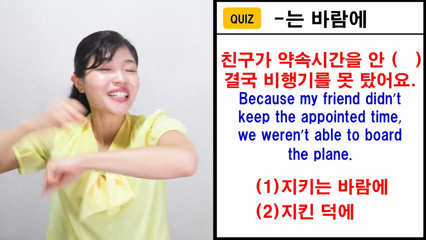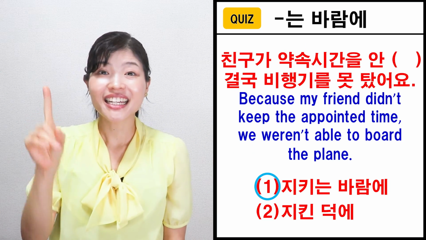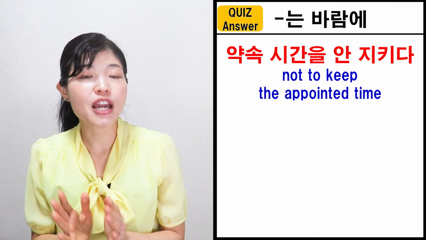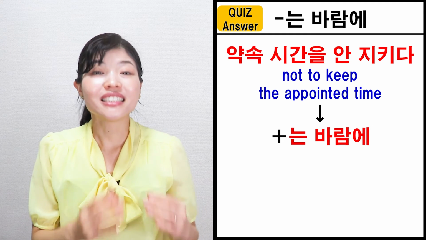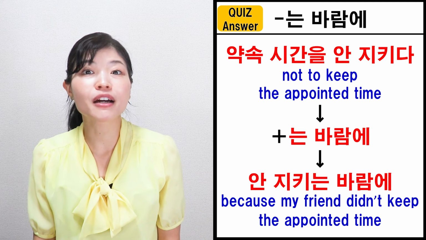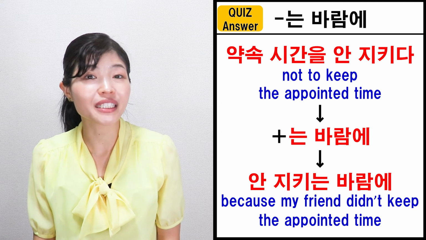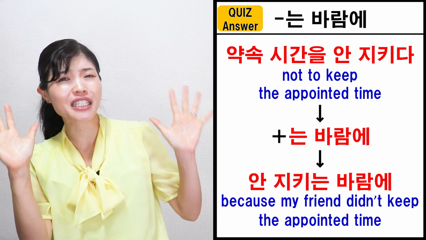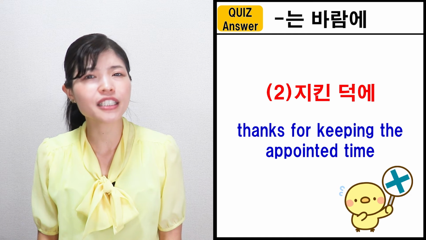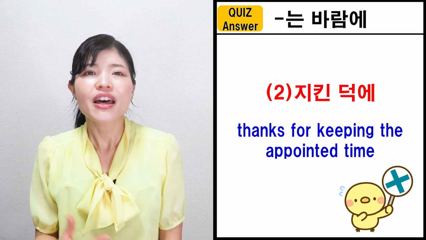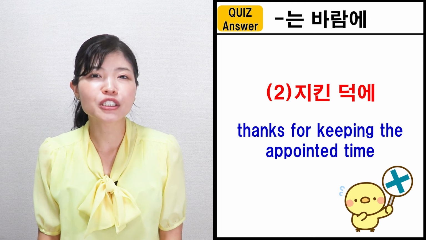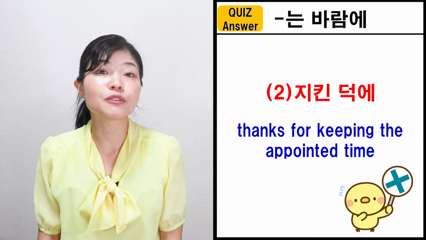The correct answer is number 1. 약속 시간을 안 지키다 means not to keep the appointed time. You add 는 바람에 to the stem to make 안 지키는 바람에, because my friend didn't keep the appointed time. Oh no, you should keep your promise to your friend, right? Number 2, 지킨 덕에 is wrong because it means thanks for keeping the appointed time. You use this grammar to state a reason for a positive result.